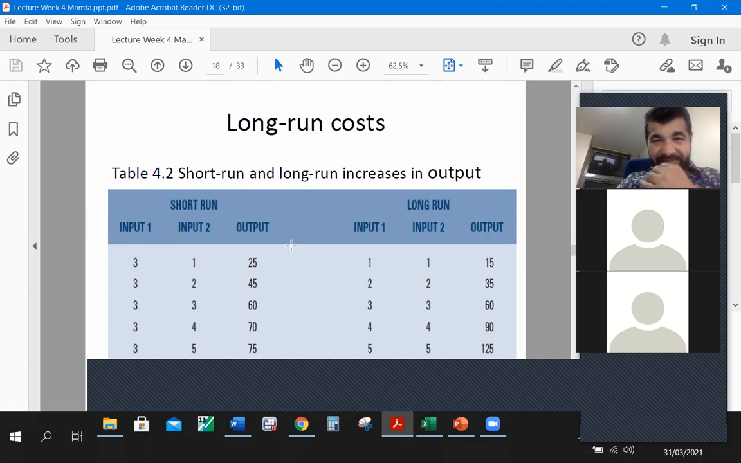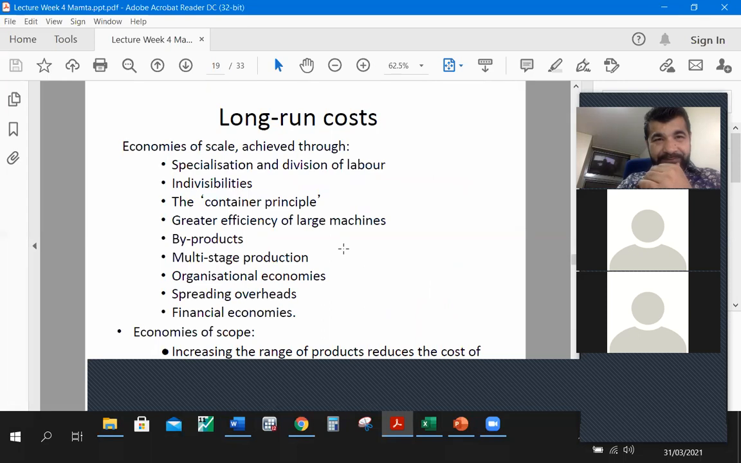Okay, they try to make you understand from here. Input and output, here you go. So 4 inputs, output is 25. 5 inputs, output is 45. 6 inputs, output is 60. So from here you can calculate the per unit costing.